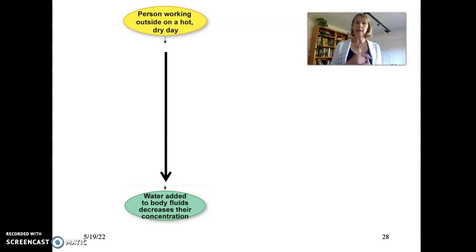You have a person working outside on a hot, dry day, okay? And it's manual labor, and they're out chopping some wood. It's really hot, and a whole lot of things are going to happen here. And at the very end, we're going to solve it by adding water to those body fluids, and this person's going to be fine. But I didn't tell you what all these intermediate steps were, because I want you to think about that.